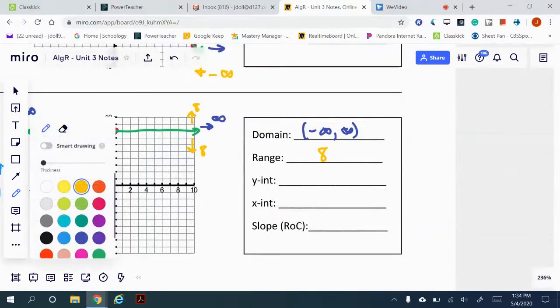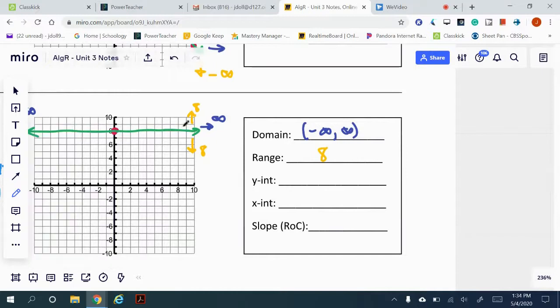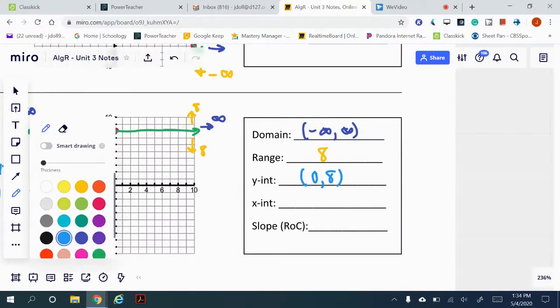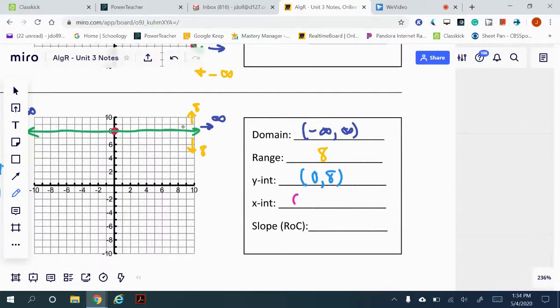All right, we do definitely have a y-intercept here. We found that to be (0, 8). Now, the question is, when will this green horizontal line ever cross the x-axis? And guys, the answer, pretty hopefully obviously, is it won't. It never will. So what this tells me is there is no x-intercept.